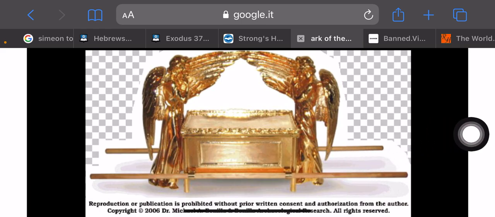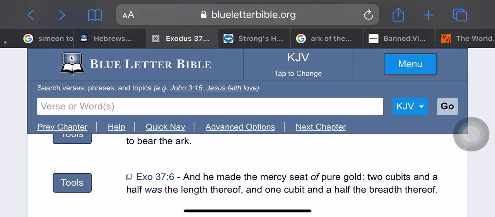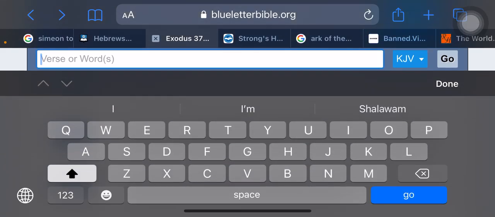Now, what was this mercy seat actually used for? We're going to get into it a little bit. The main point we're going to get from the book of Hebrews chapter 9. But before getting into Hebrews chapter 9, I would like to read the book of Numbers.